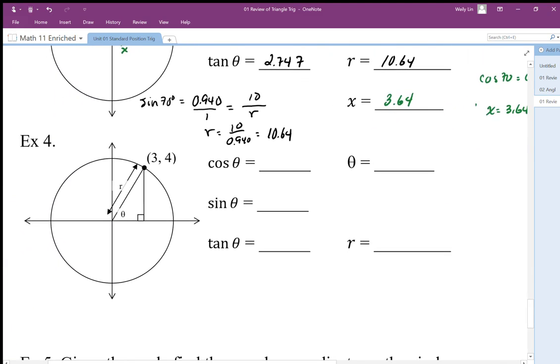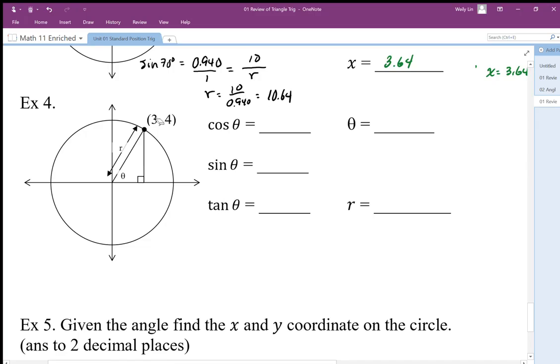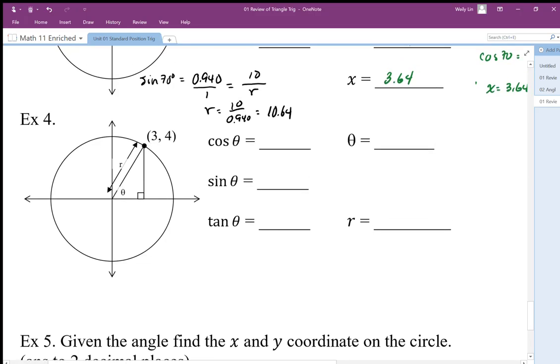Okay, so this next question here, we've been given a coordinate (3, 4), so that defines that angle theta. And since we're given the coordinate, we have an x length and a y length. Our x length is 3, our y length is 4. So there's the opposite, there's the adjacent, and we can use those two lengths to work out the hypotenuse, or the radius. Well, the radius in this case, r, is equal to 5.